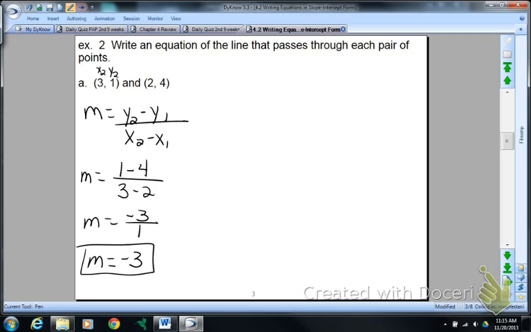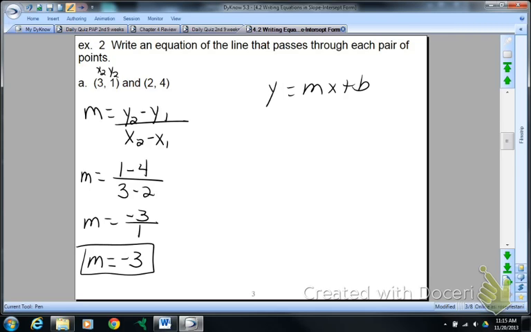Now what am I going to do? Now I have to find my b now, correct? So again, I'm going to write the equation y equals mx plus b. Now in this case, I have 2 points. Which one do I put in? Or does it matter? It does not matter.